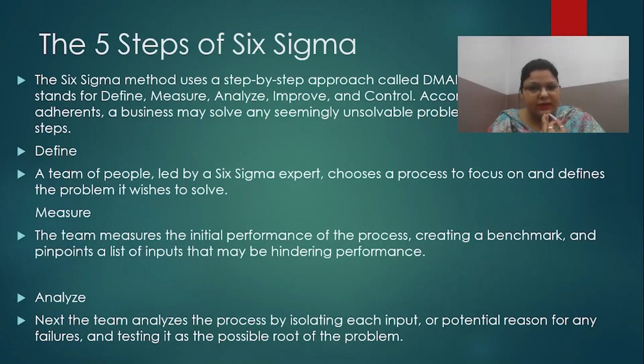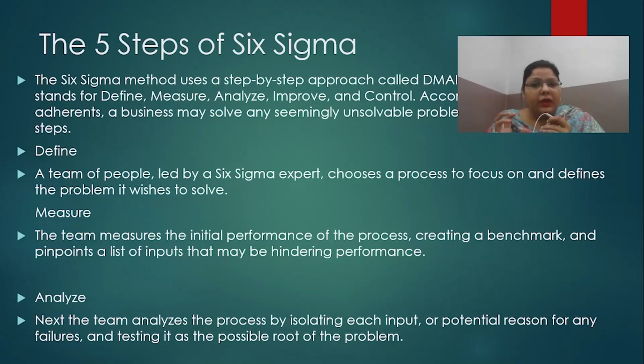So it is necessary that we measure it, so we can check that the particular production process has gone in the right direction. Next is analyze. In the analyze stage, the team analyzes the process by isolating each input or potential reason for any failures and testing it as the possible root of the problem.